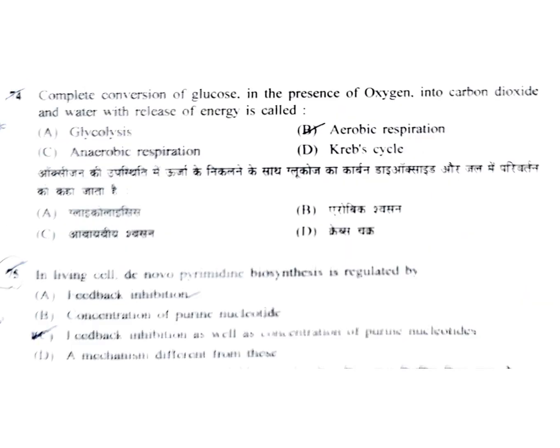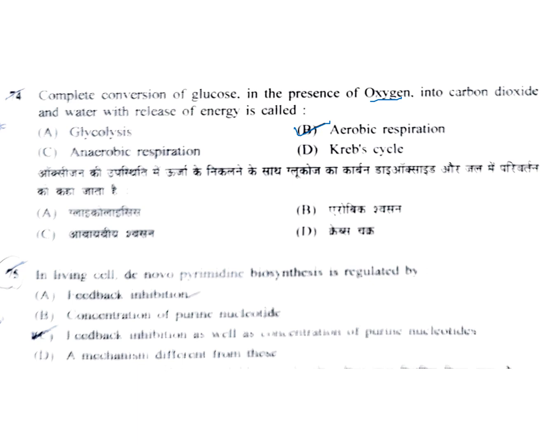The next question is: the complete conversion of glucose in the presence of oxygen into carbon dioxide and water, with the release of energy, is called as. This is called aerobic respiration. Complete means complete oxidation of glucose, and in the presence of oxygen it is called aerobic respiration.